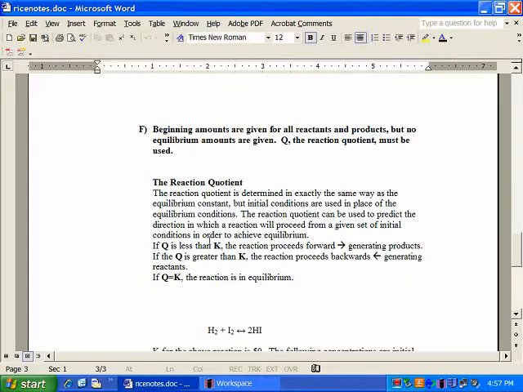If our Q is less than K, that means we haven't got to equilibrium yet, and the reaction is going to go forward. If the Q is greater than K, then that means we kind of overshot equilibrium, and we got to go backwards and go back the other direction. If they're equal, then we are at equilibrium.